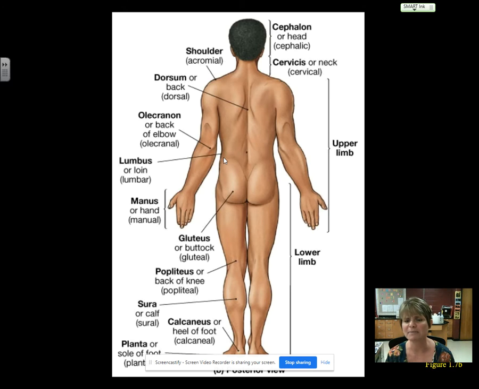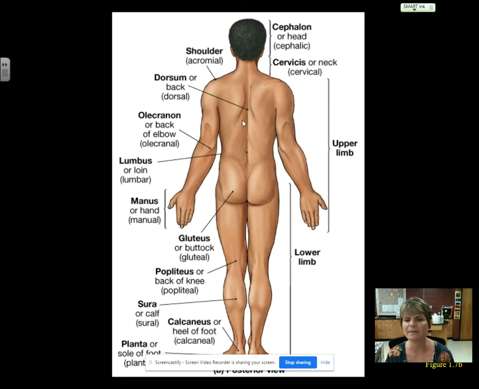Lumbus is going to be loin or lower back. So it's pointing here, but actually it's this whole area here. This is the lumbar area or the lumbus, and it is your lower back. Loin might not really make sense to you, but that's lower back.